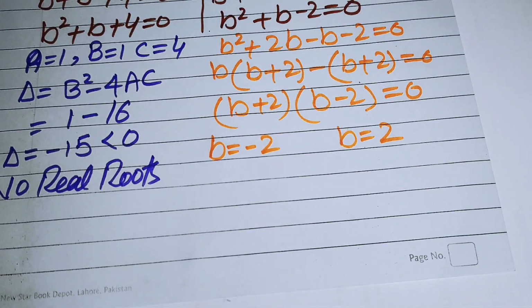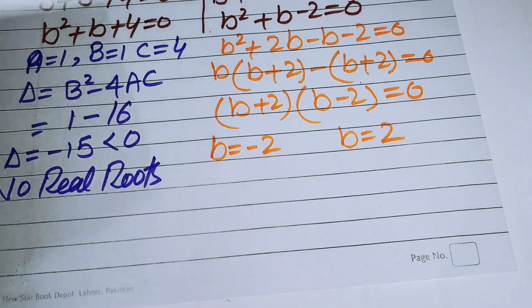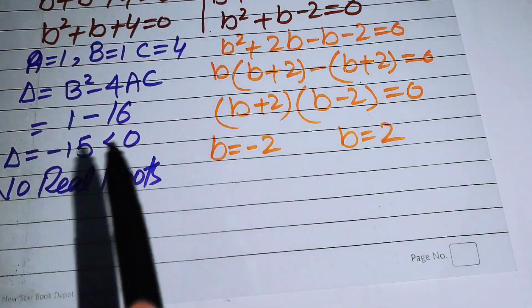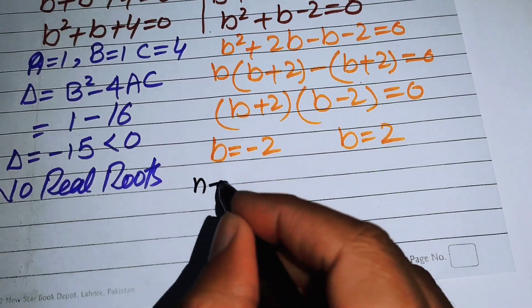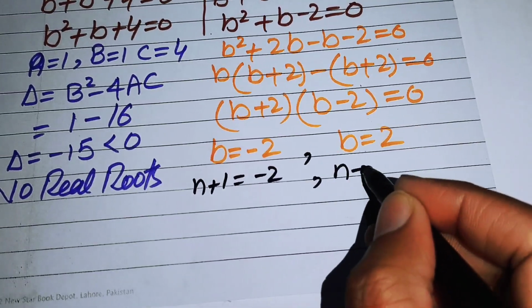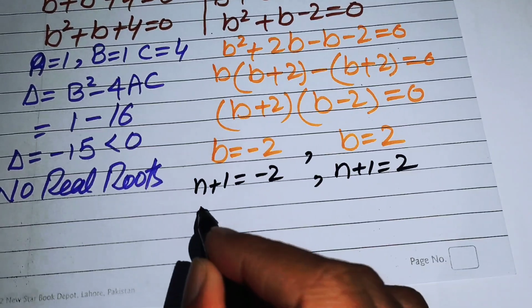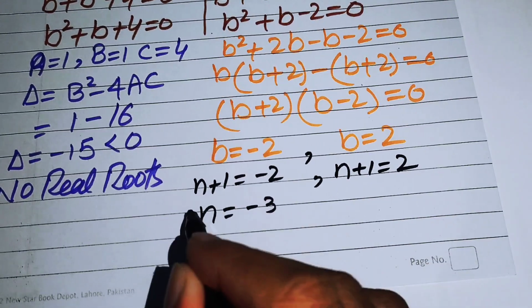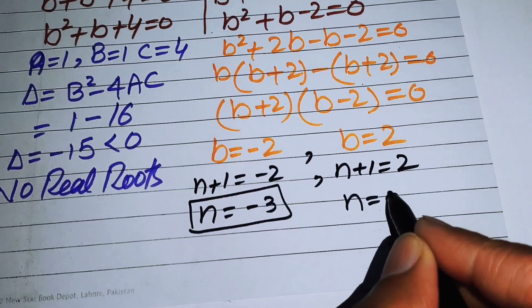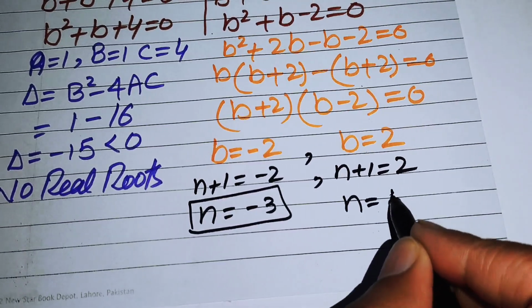And now we can just back substitute the values of b, and you know that here we have our b equals to n plus 1, and we back substitute the value of b here. So you get n plus 1 equals to minus 2, and in this case you get n plus 1 equals to 2. So here you have n equals to minus 3, and here you get n equals to 1.